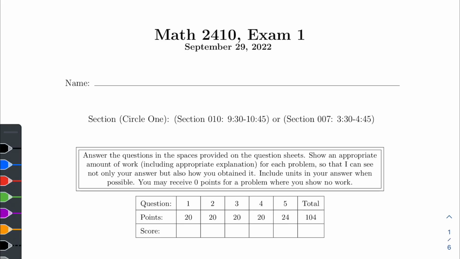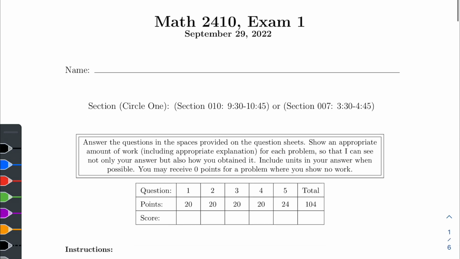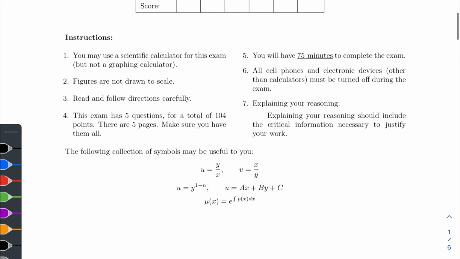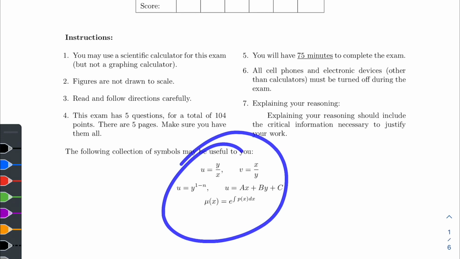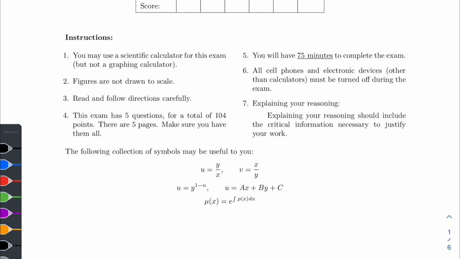All right, welcome. We are doing the exam that I gave my class last semester, just for some practice. Notice that I put some useful symbols, formulas and equations that you can have. I'm not giving you the context for what these things mean.